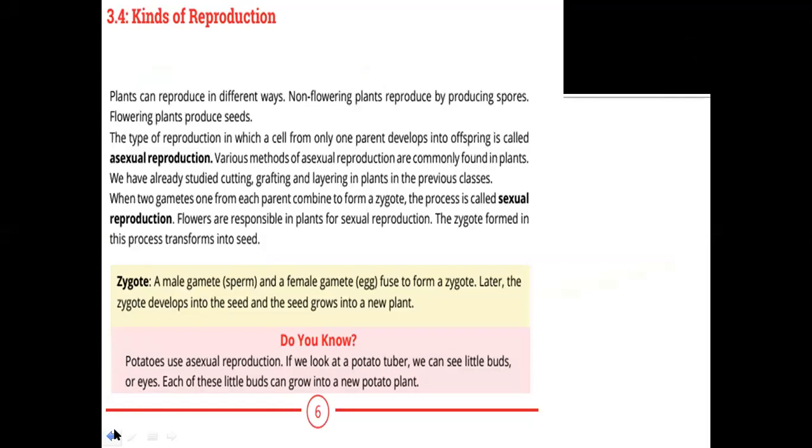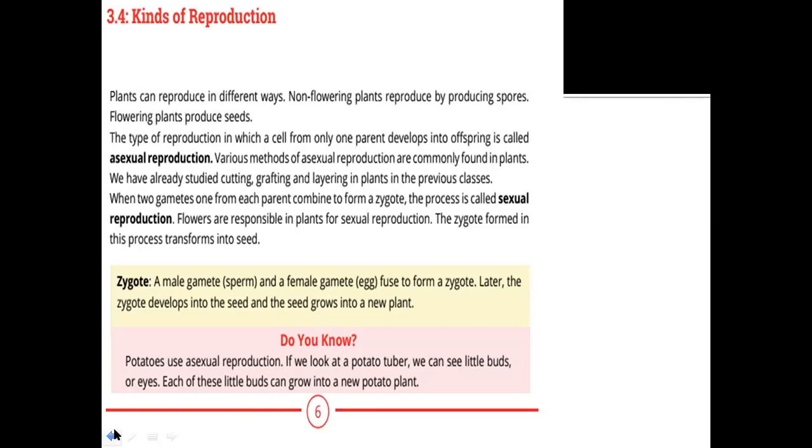Before going that, dear students, you have studied about reproduction in the previous lecture, that reproduction means to produce the same kind of living organisms again. Means all living things do a reproduction process for their survival. Otherwise, the organisms can die off from the surface of the earth.